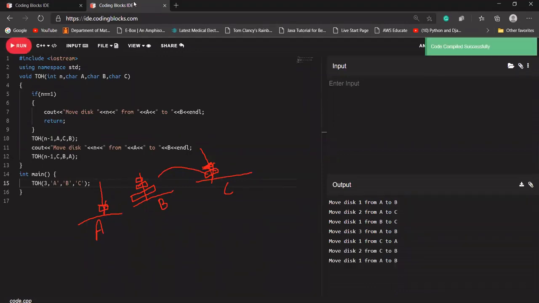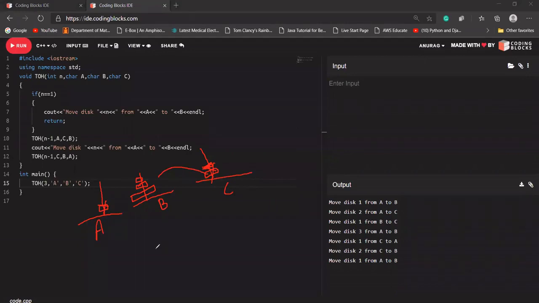So what will be the number of operations in the case of n disks? I can say that it is 2 raised to power n minus 1. Because 2 raised to power 3 is equal to 8 minus 1, that is 7. If we write 2 raised to power 2 minus 1, we get 3. If we write 2 raised to power 1 minus 1, we get the number of operations as 1. So we can say that the time complexity would be 2 raised to power n in this case.